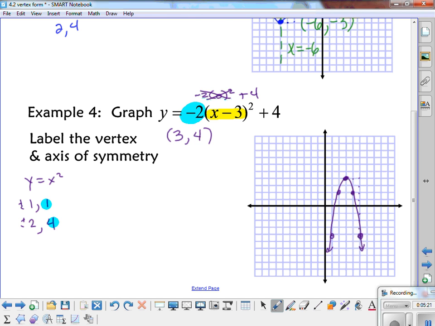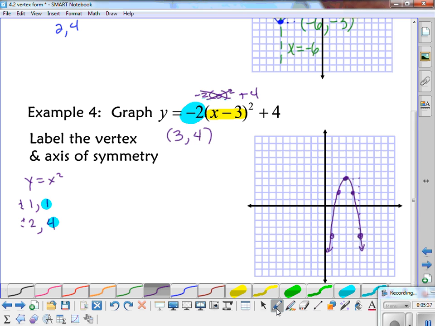If you did it like this on a test, you would be fine, yeah. I'd like to see more than just 3. I'd like to know that you understand the concept of how the graph works and how it's all related. So, all right, let's see here. I need to label my vertex and my axis of symmetry. So what is my axis of symmetry going to be on this one?